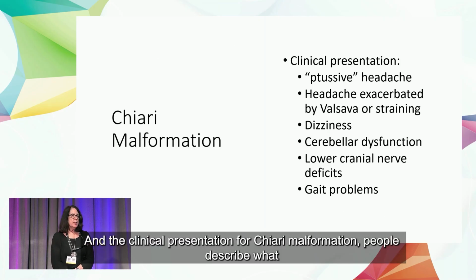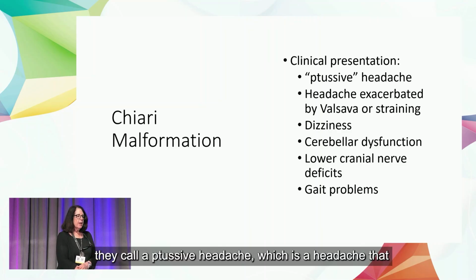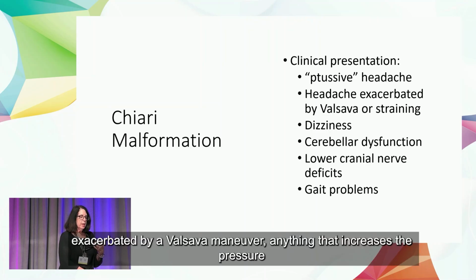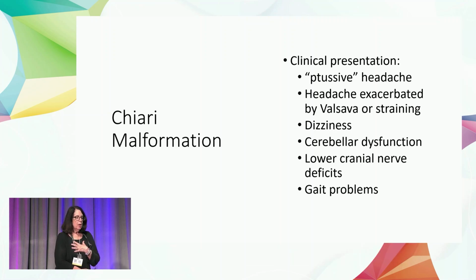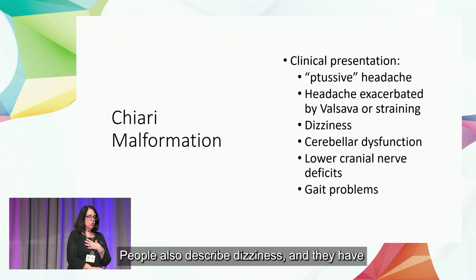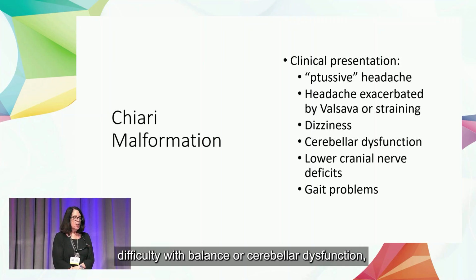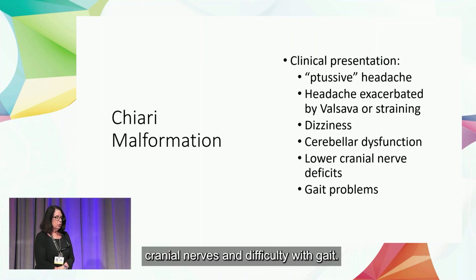And the clinical presentation for a Chiari malformation, people describe what they call a tussive headache, which is a headache that is worse when you cough, or it may also be exacerbated by a Valsalva maneuver, anything that increases the pressure in the chest or the abdomen. People also describe dizziness, and they have difficulty with balance or cerebellar dysfunction. There may be problems with the lower cranial nerves and difficulty with gait.